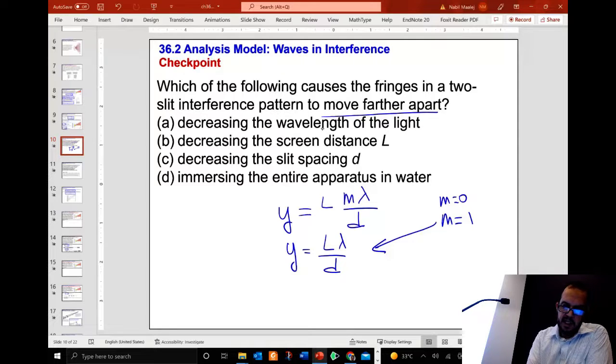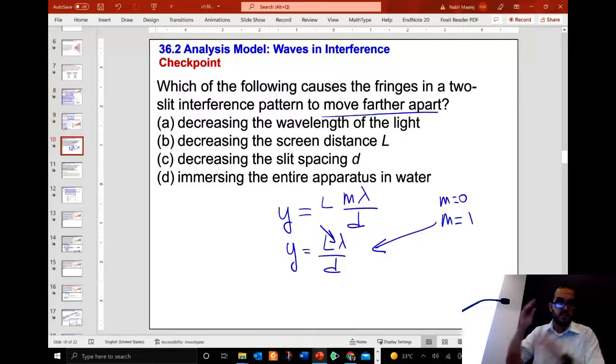Decreasing the wavelength: if you decrease the wavelength, y will decrease, so that's not correct. Decreasing the screen distance: if we decrease L, the distance between the slit and the screen, y will decrease, so that's not correct. Decreasing the slit spacing D: if we decrease D, yes, y will increase. All right?